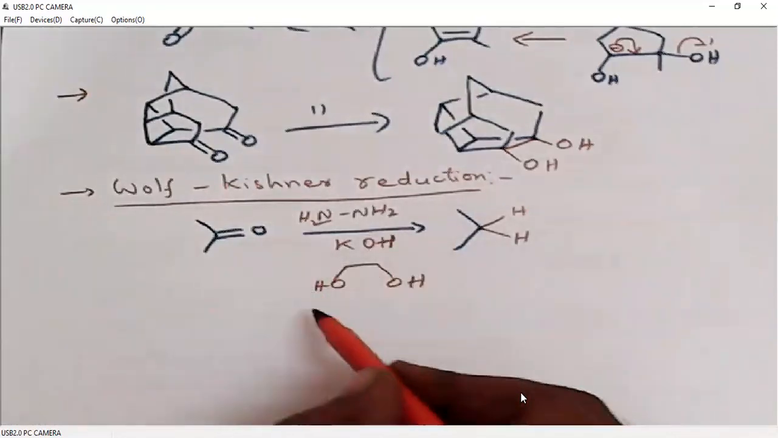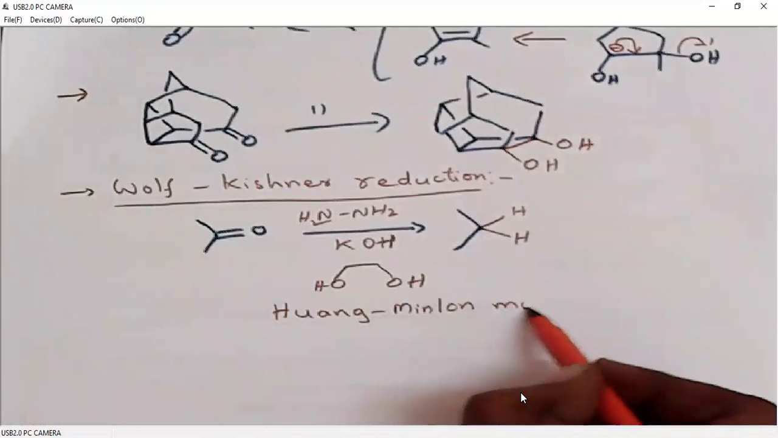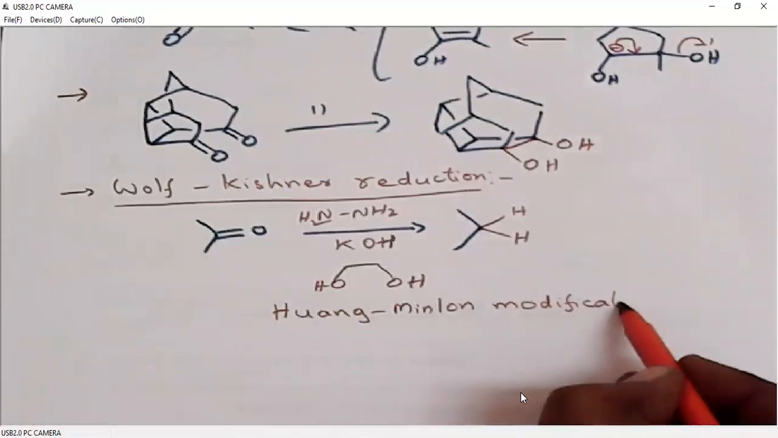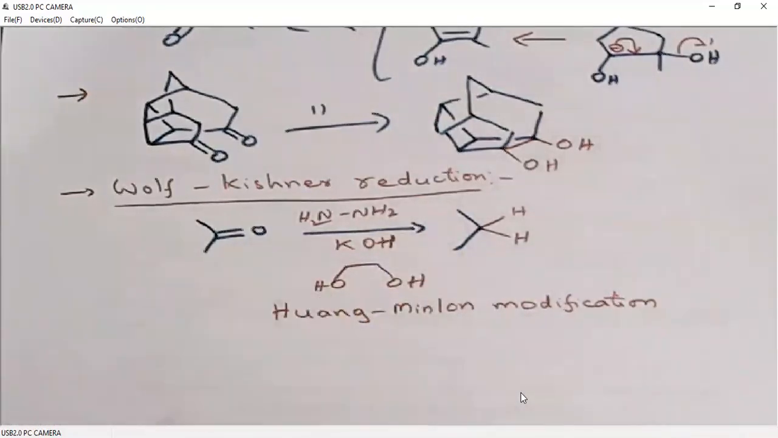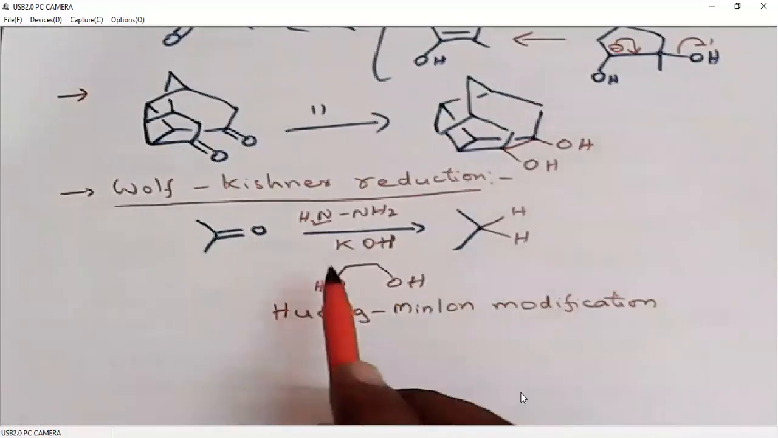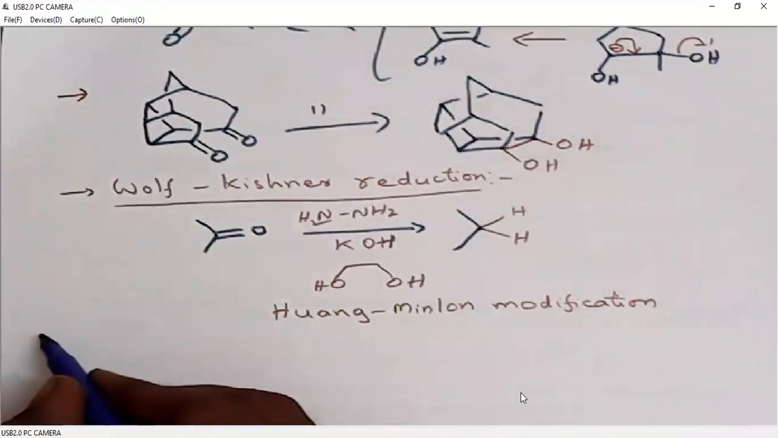The reaction is a modification of the Huang-Minlon modification. It is actually a modification of the Wolff-Kishner reduction, but still we will consider it as Wolff-Kishner reduction. But to be frank, it is the Huang-Minlon modification to what was originally proposed by Wolff-Kishner. But people don't say it is Huang-Minlon modification. It is still considered as Wolff-Kishner reduction. Then how do we do this reaction?